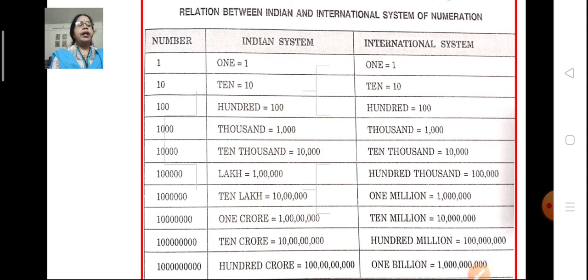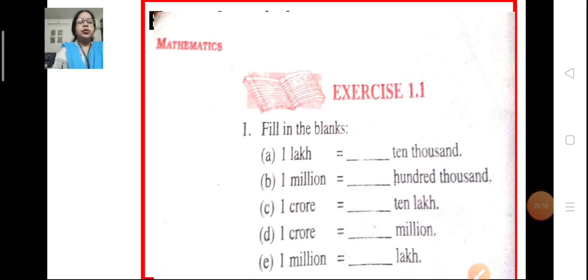You have to keep in mind and remember all these points when you are placing the numbers, whether you are reading the numbers by the Indian system of place value or by the international system of place value. Let us revise question 1 of exercise 1.1. Here it is in the form of fill in the blanks, and the question can be asked in other forms also. So, what will be the answer for the first one? A, 1 lakh is equal to dash 10,000.